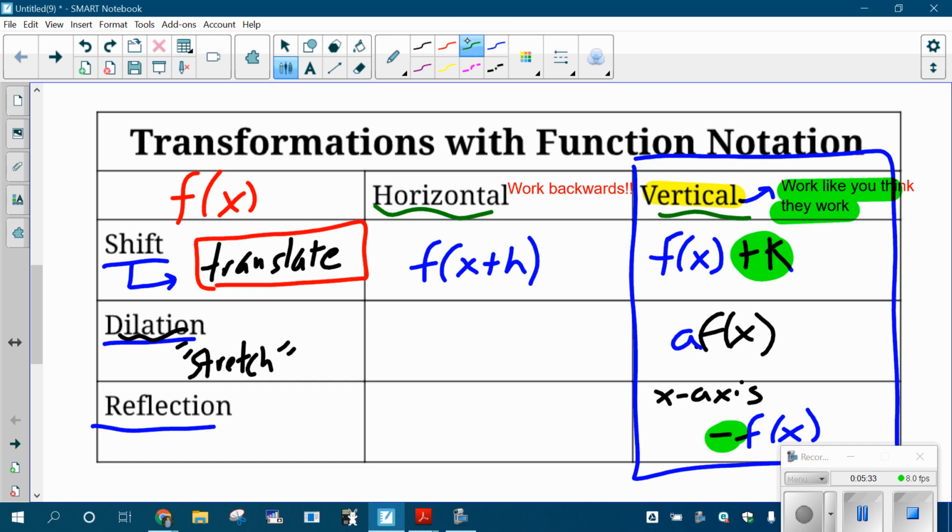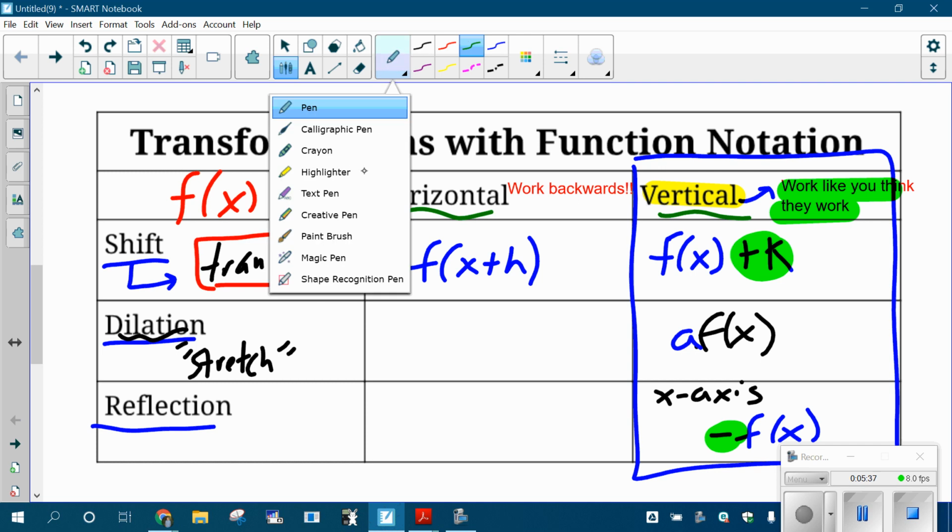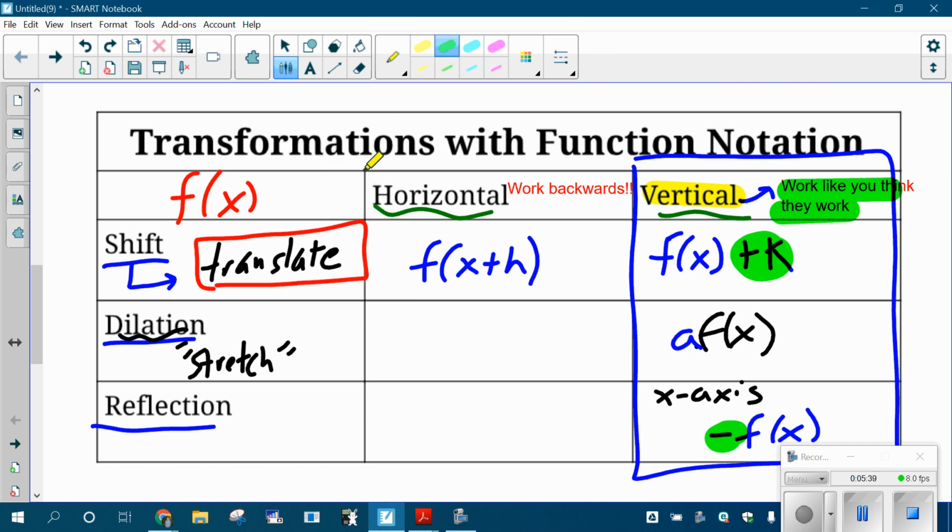If you want to have a translation horizontally, you're going to have addition still, but notice that this addition is on the inside of the parentheses. So addition on the inside is a horizontal shift, left or right. Addition on the outside is a vertical shift, up or down.